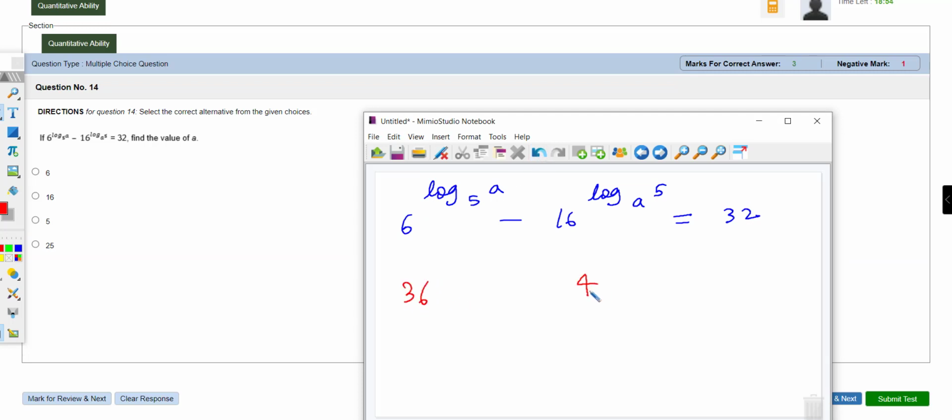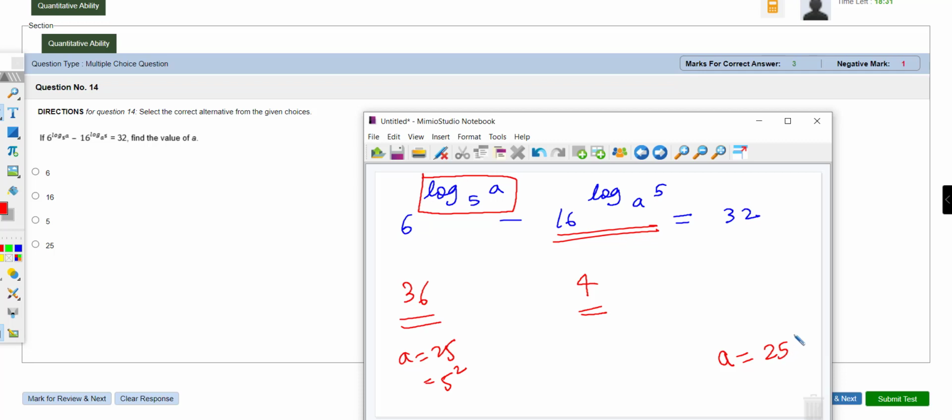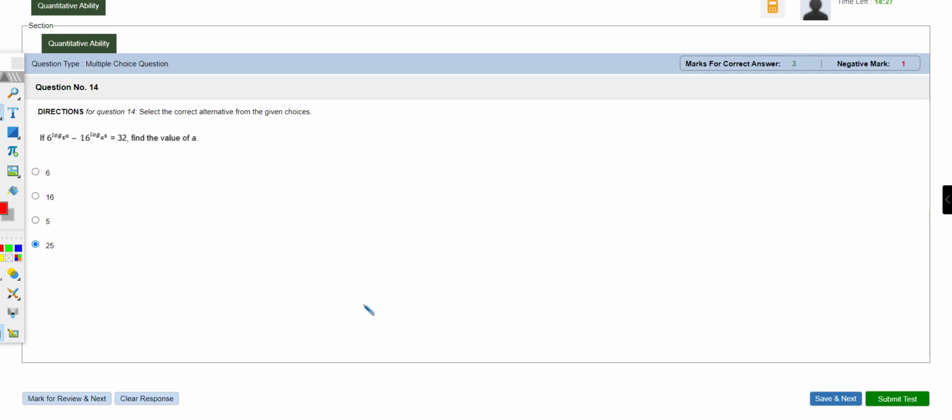Is it possible that the value of the first term is 36 and the value of the second term is 4? When is it possible? When this exponent is 2, and this will be 2 when a is equal to 25, that is 5 squared. If I put a is equal to 25 here, this is 1 by 2. Yes, this is valid. So 36 minus 4 is equal to 32. So this happens only when a is equal to 25. Correct. So let's mark 25 as the answer and move ahead.